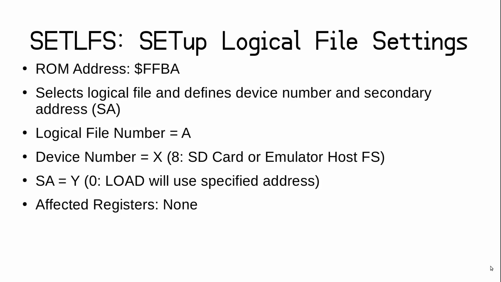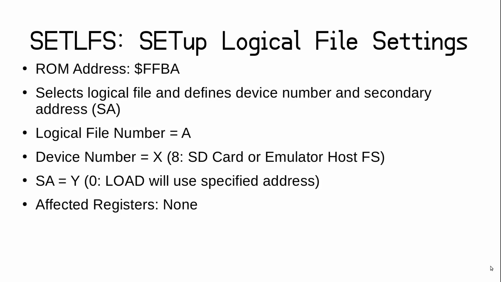On the emulator, if no SD card image is specified, device 8 will be the host file system. We've been using that all along in this series because the basic load command uses device 8 by default, and we haven't been dealing with any SD card images. Finally, Y needs to be loaded with something called the secondary address, or SA for short. If you load this with 0, as we did earlier, it will let you specify a load address in the code, using the X and Y registers before calling load.